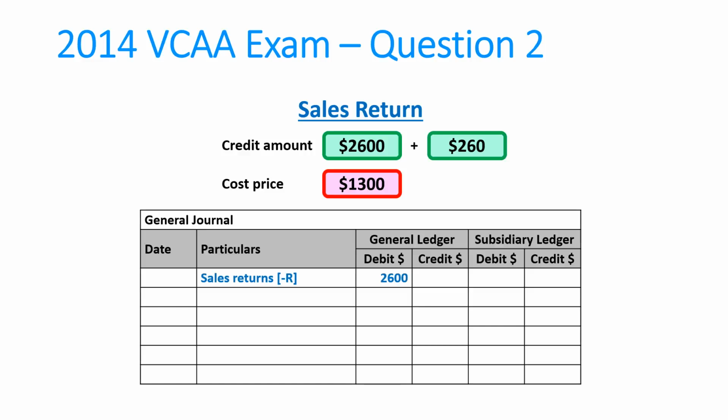So sales returns would have been a debit of $2,600, that's a negative revenue. GST would have been a debit of $260. Debtors control would have gone down. There would have been a subsidiary debtor go down. We don't know who that is. It's actually not really important. We're just after the overall effect. And the offset would have been stock went up by 1300 and cost of sales went down by 1300. So that's the complete entry.